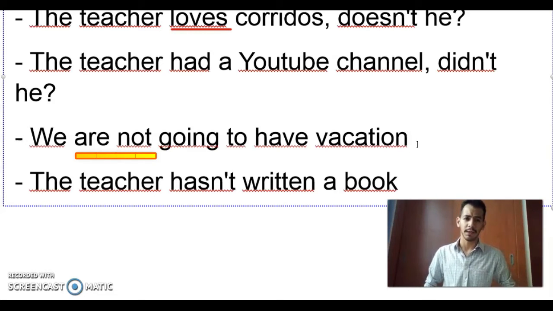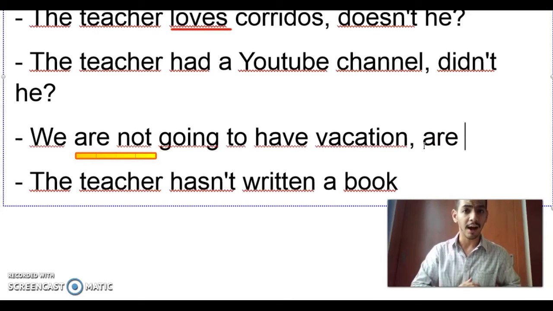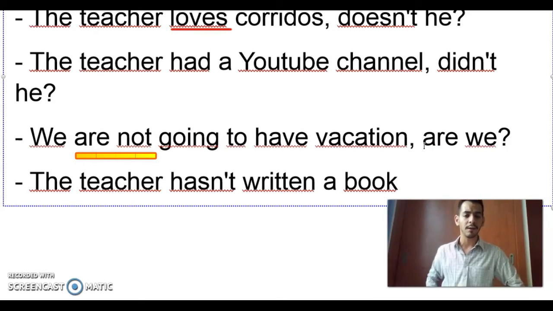Very good. For the next example, we are not going to have vacation. We are using the verb to be, yes, but we are also using going to, future with going to. However, the auxiliary is going to be the verb to be. Now, in this case, let's read the sentence first. We are not going to have vacation. It doesn't matter if we are not using the contraction, the sentence is in negative. What we have to do is write the question using affirmative. In this case, affirmative are, and the subject is the same. We are not going to have vacation, are we?